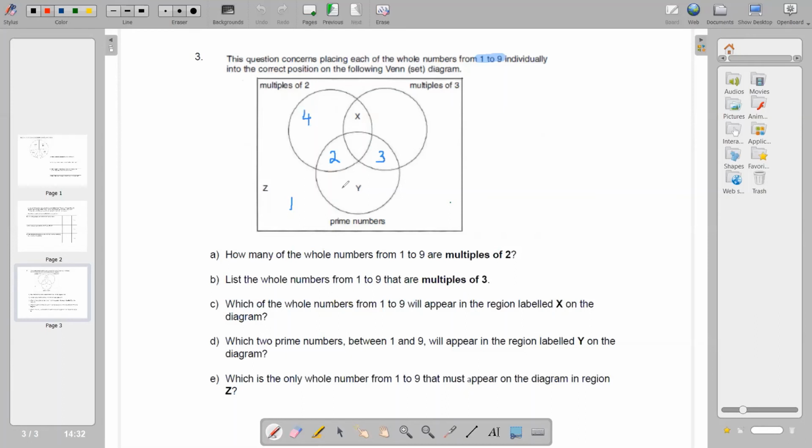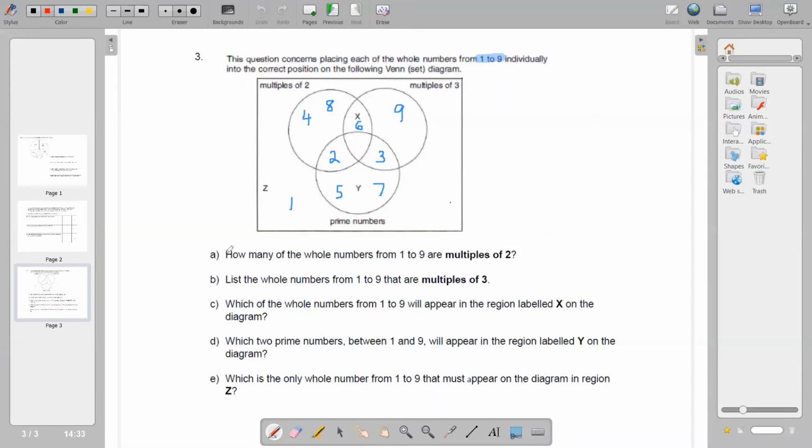Number 5 is a prime number, so it needs to come down here. Number 6 is both a multiple of 2 and a multiple of 3 because it's in the 2 and 3 times table, so number 6 is going to sit in here. Number 7 is prime. Number 8 is just a multiple of 2, and number 9 is just a multiple of 3. So I've filled in all my information in the Venn diagram. Now I need to come down and have a look at the questions.